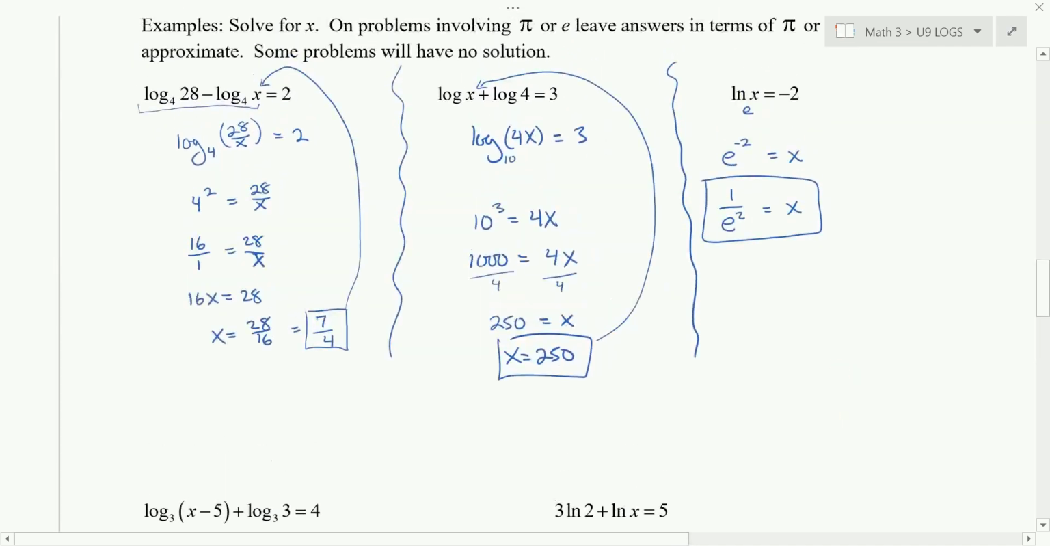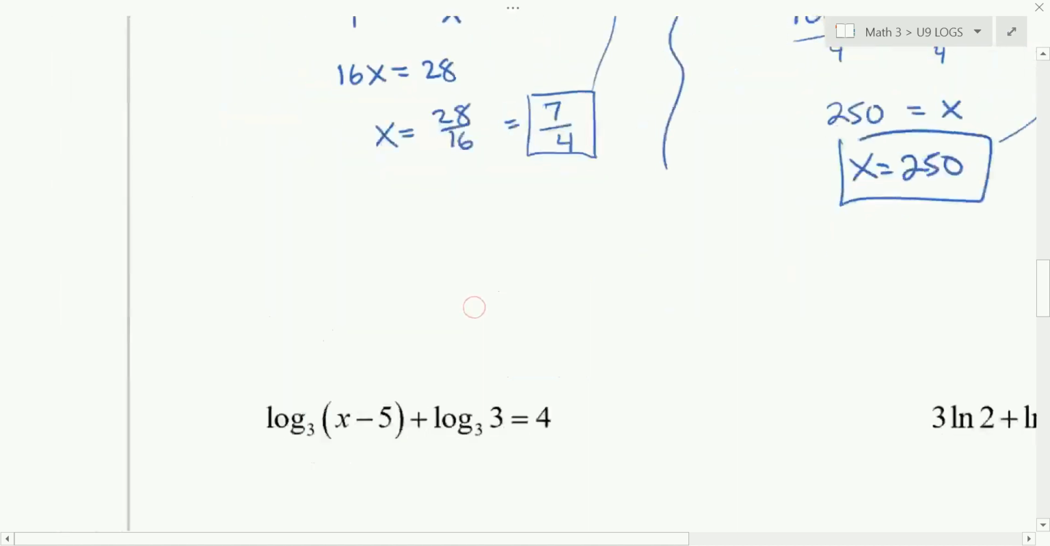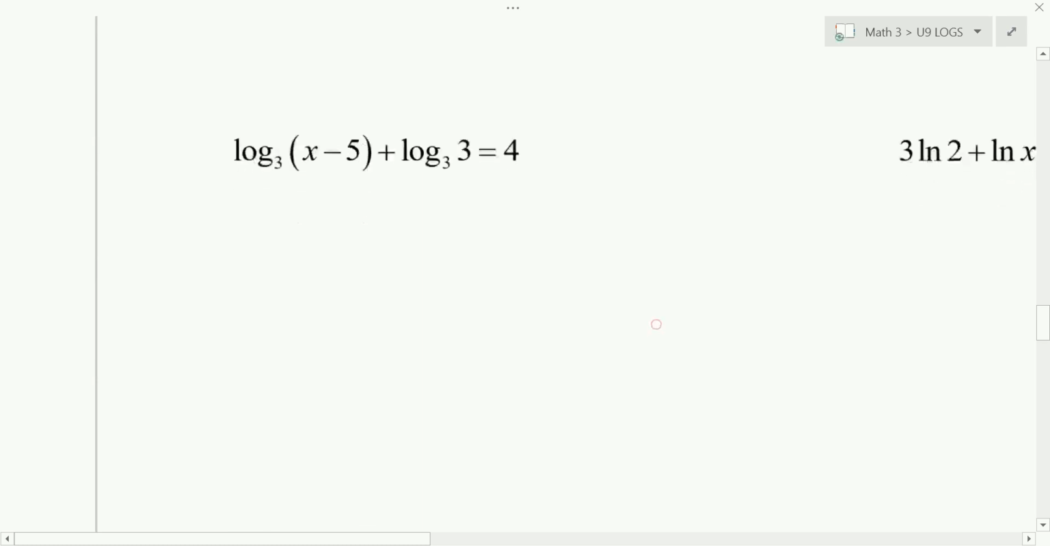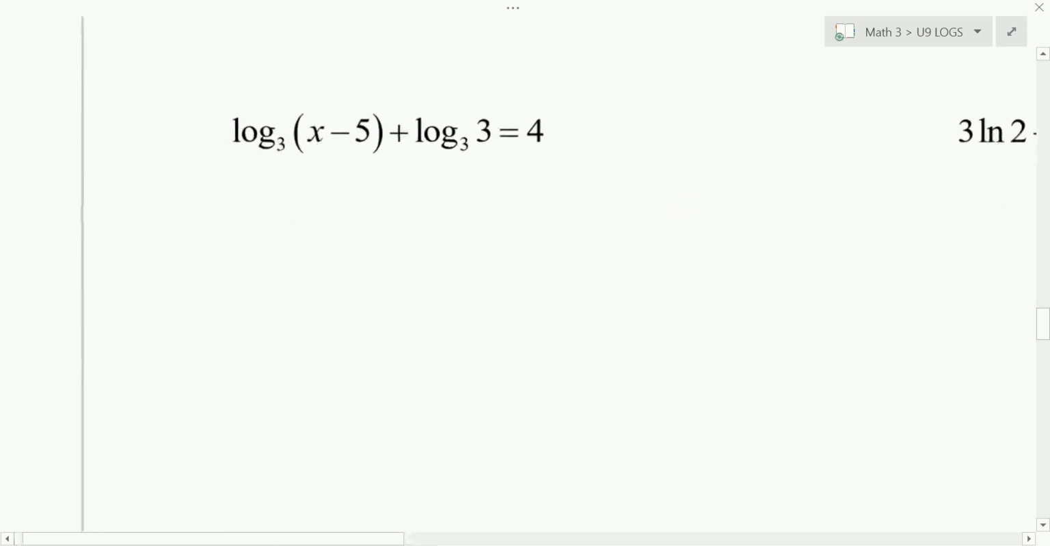Question on that? Any of those 3 so far? Okay. Try this next one. Log base 3 of x minus 5 plus log base 3 of 3 equals 4.